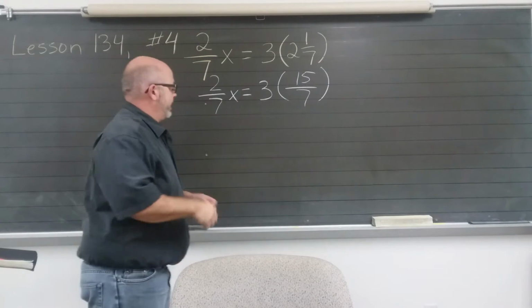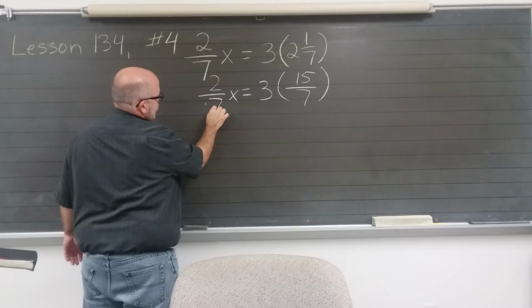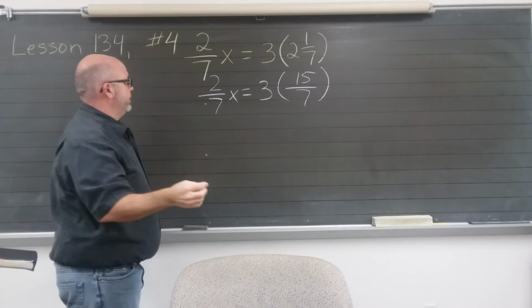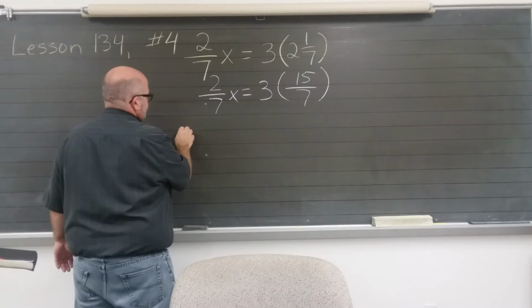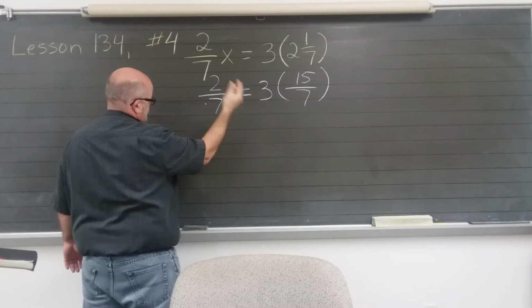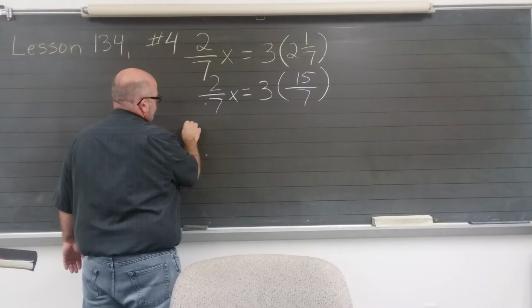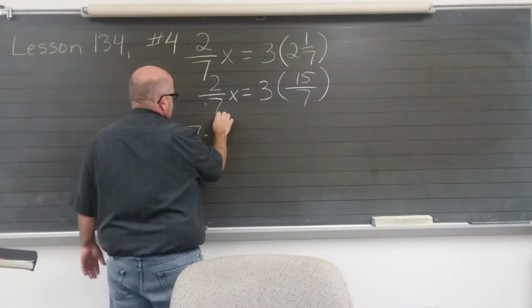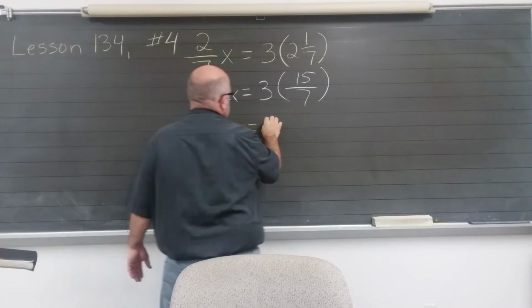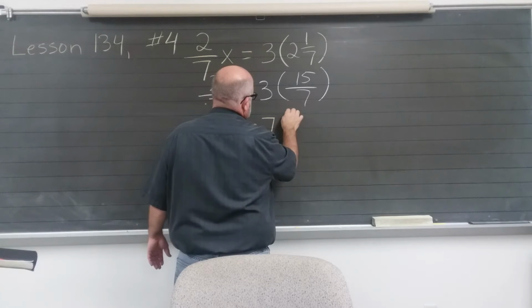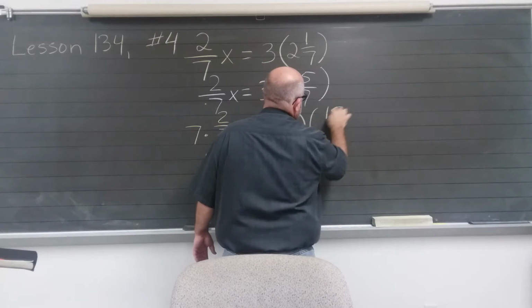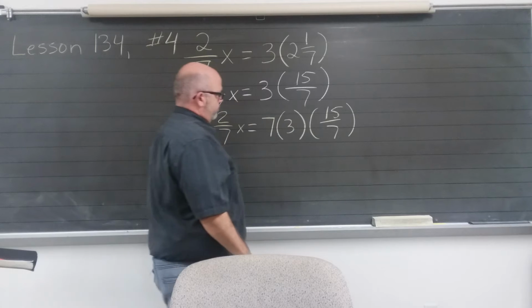Now, technically this is 2 divided by 7, right? 15 divided by 7. So the opposite of divided by 7, we understand, is times 7. So use the denominator, 2 divided by 7, so we want to go times 7. 7 times 2/7x equals 7 times 3 times 15/7. Right?